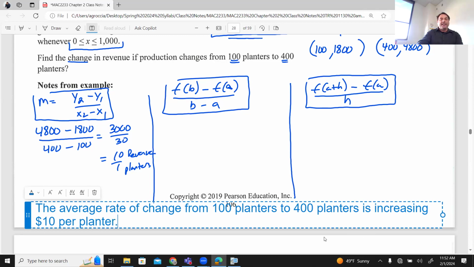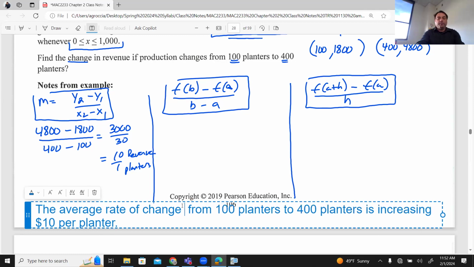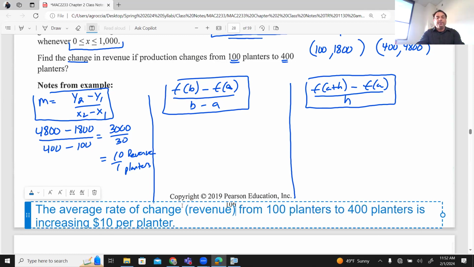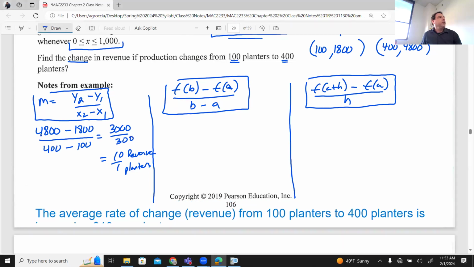So the average rate of change, and I'm just going to throw in the revenue just to set it up, from 100 planters to 400 planters is increasing $10 per planter. We're learning how the revenue is changing. Every one planter you get, we're getting $10 more in revenue. And just to be careful, it's 3,000 over 300, which gives you 10 over 1.